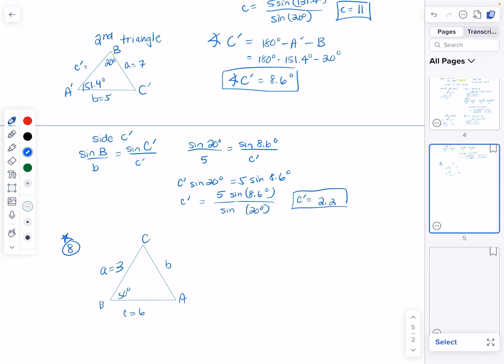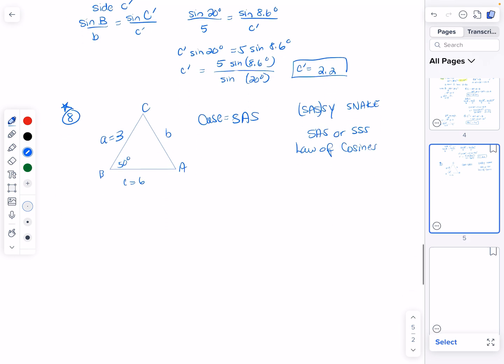First of all, I've got to find out what I'm given. It looks like I have side, angle, side. So this is Sassy Snake. Sassy Snake is a way to remember if you have an SAS or an SSS, because that's the sound a snake makes. We know we have to use law of cosines. So I have to use law of cosines to figure this out.